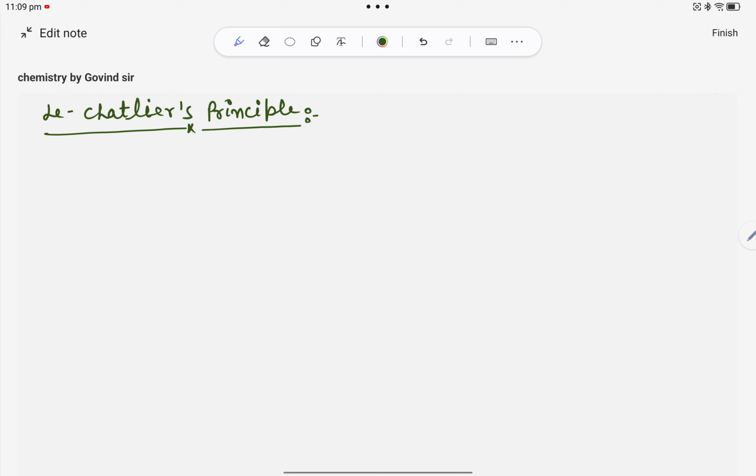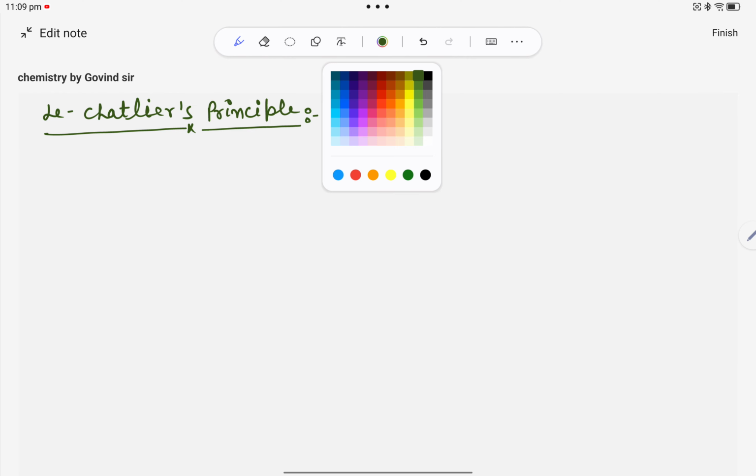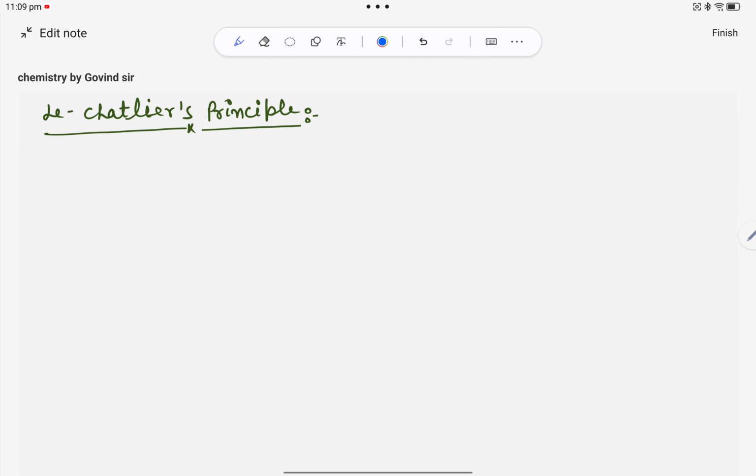Today, from the equilibrium concept, we are going to discuss Le Chatelier's principle. It is an important part of the equilibrium chapter. What is Le Chatelier's principle?